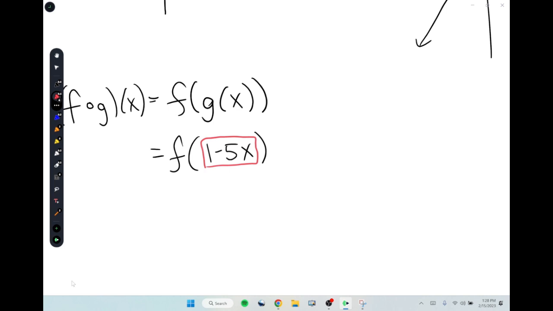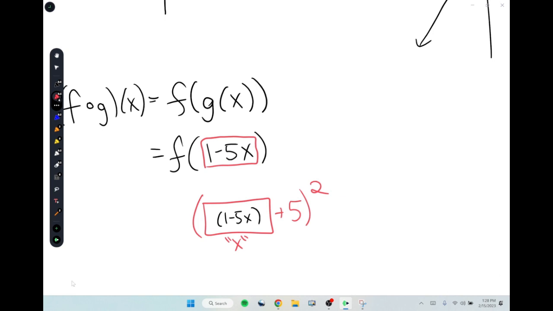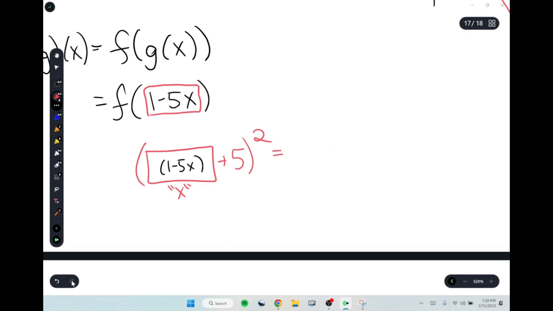So everywhere you see an x, you plug in that red thing, right? So we've got 1 minus 5x. That's your x. But you said it was x plus 5 squared. There you go. Red is your f of x. You're plugging in the thing from the inside. It's like a dream within a dream, like if you've seen Inception. So this is technically big old parentheses, small parentheses, plus 5, all squared.